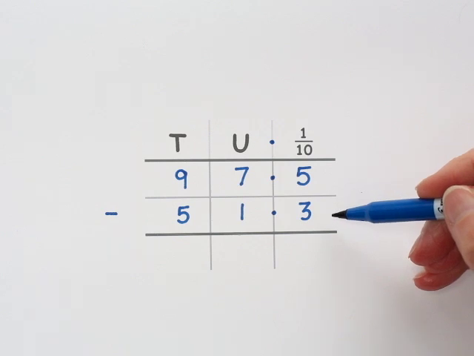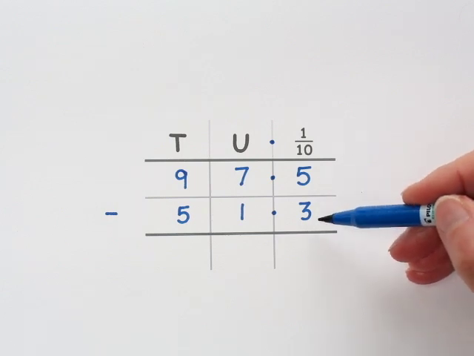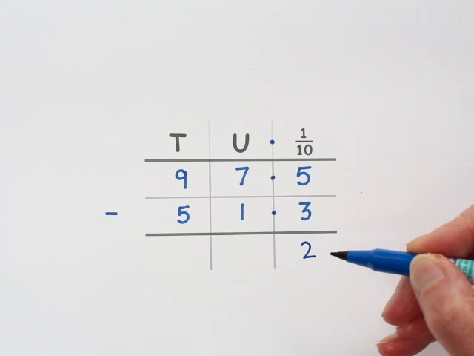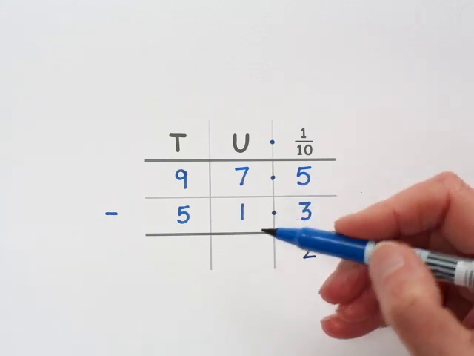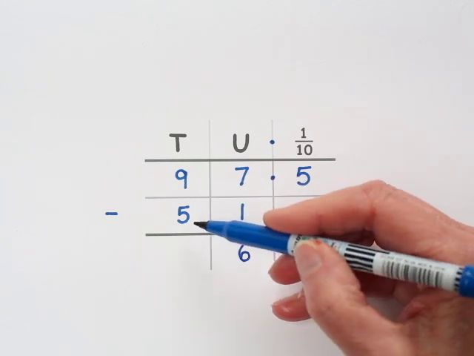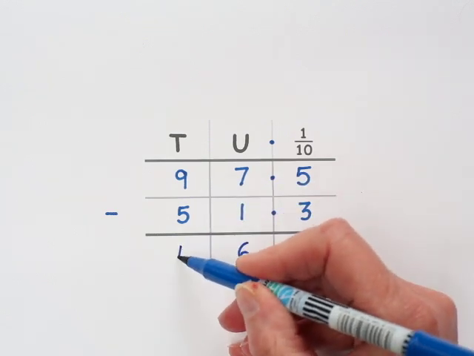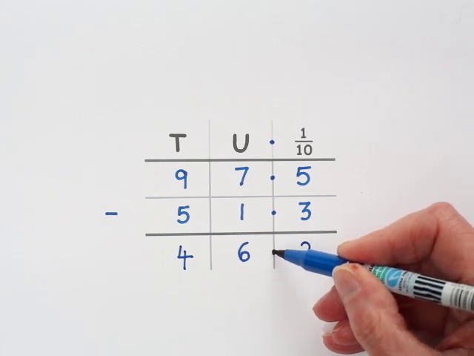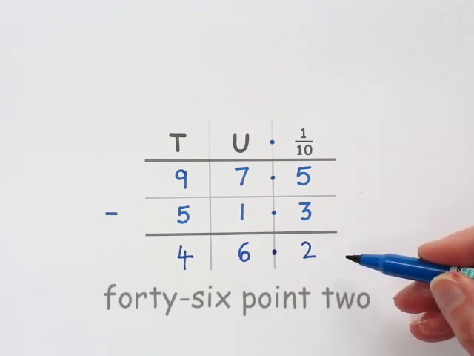Here's an example. 97.5 take away 51.3. 5 take away 3 is 2. 7 take away 1 is 6. And 9 take away 5 is 4. Put the decimal point under the others. So that's the answer, 46.2.